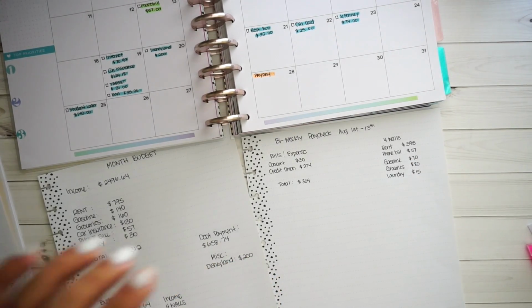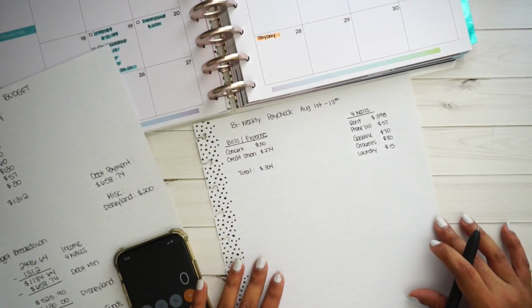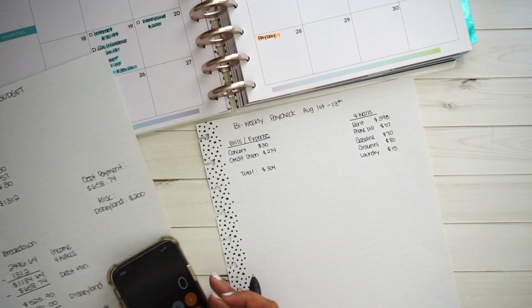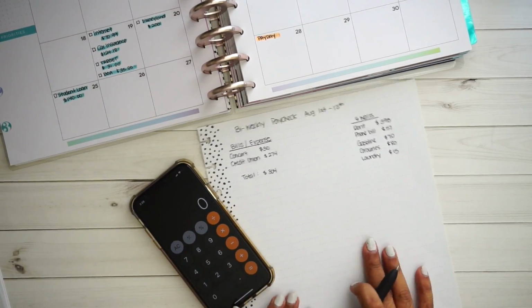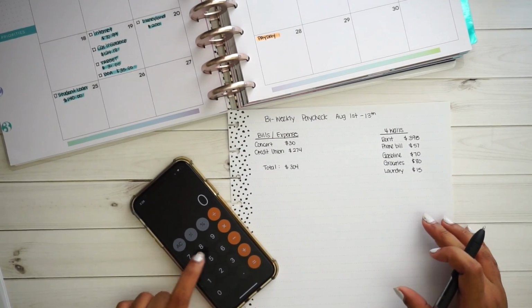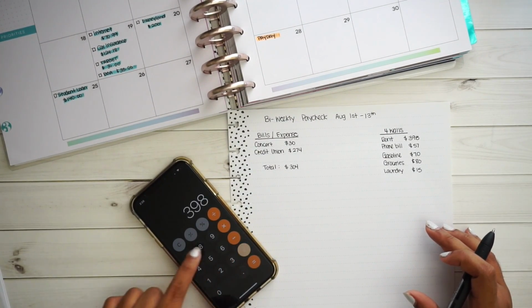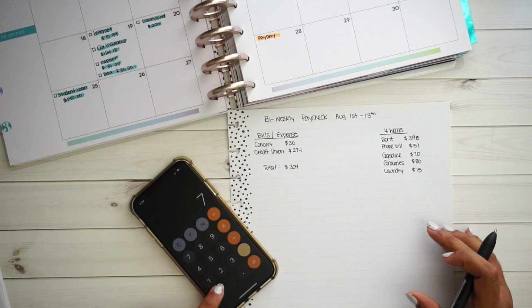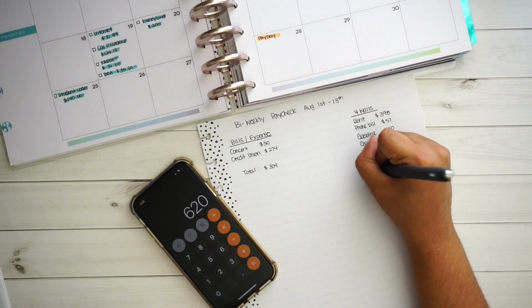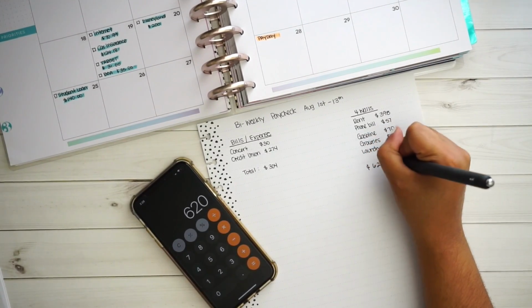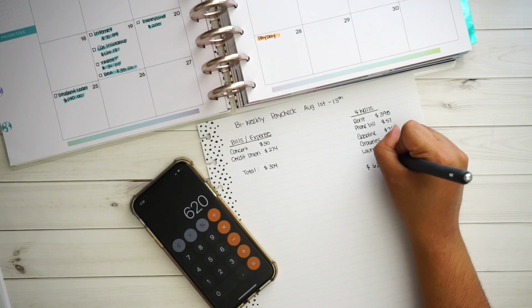Now I'm gonna add that up and I'll be right back. Okay, so now I'm gonna add these up. Sorry, my camera's overheating, so I gotta pause and stop, pause and stop. So I have $398 plus 57 plus 70 plus 80 plus 15. So I have a total need of $620 for this pay period.